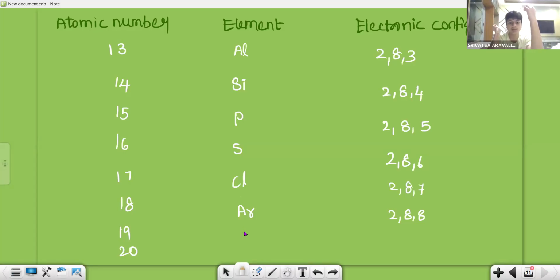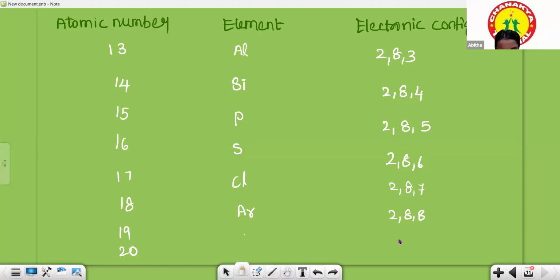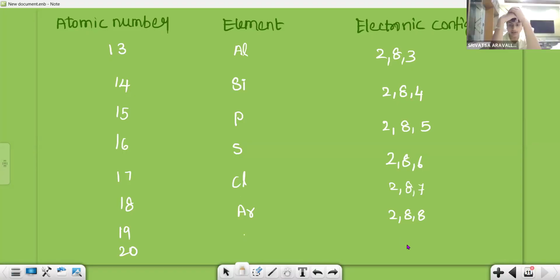Potassium, and 20 will be calcium. So potassium is K. Here it is 2, 8, 9? No, you're writing 8, 1. Why it is 8, 1 is based on the octet rule, which you study in your higher classes. So 2, 8, 8, 1.